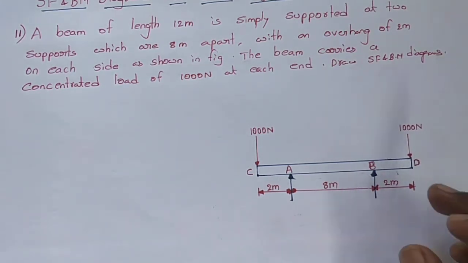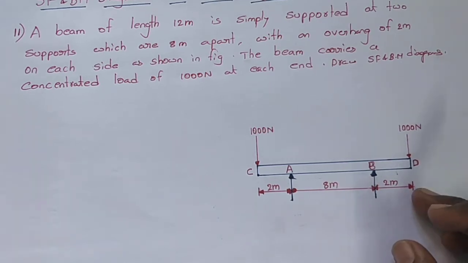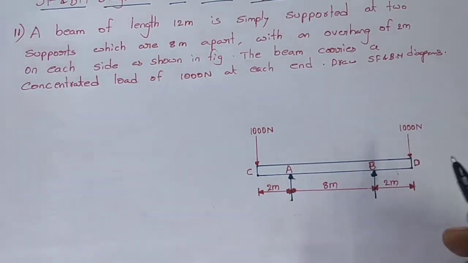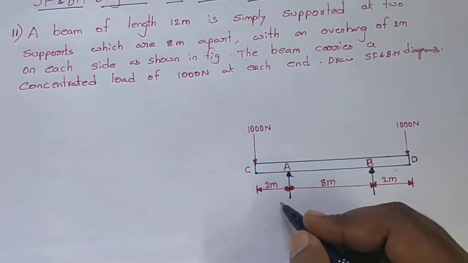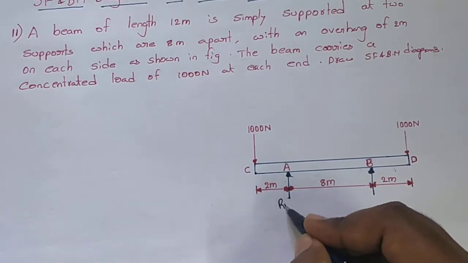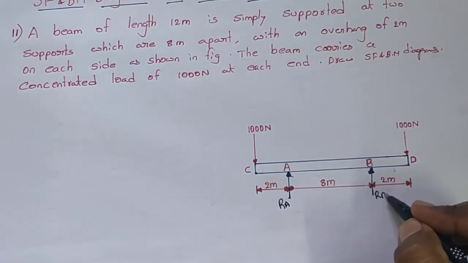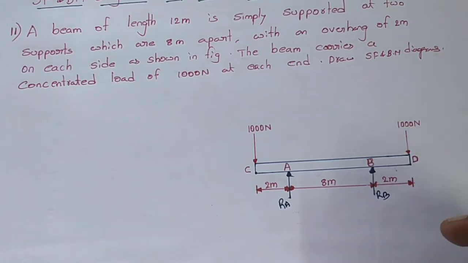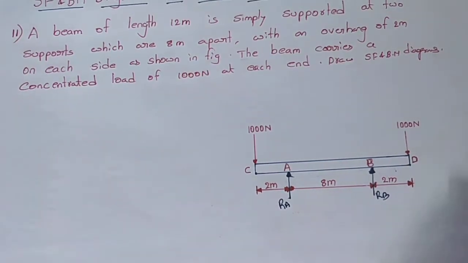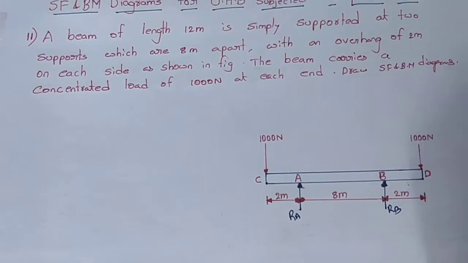Before going to this, we need to calculate the reaction forces at point A and B. It is point A and it is point B, so we need to calculate the reaction forces RA and RB. Where the supports are, at that point some reaction forces will be developed, so we need to calculate those reaction forces.